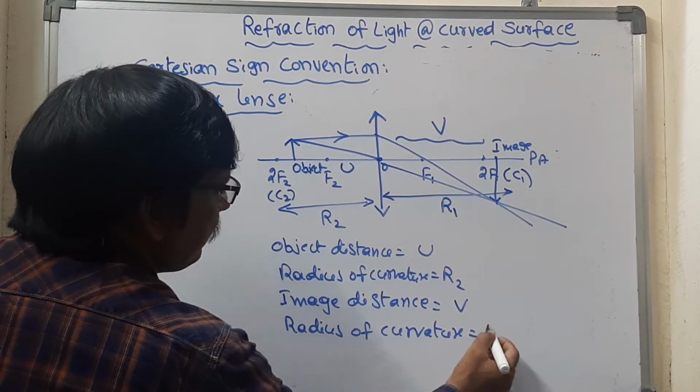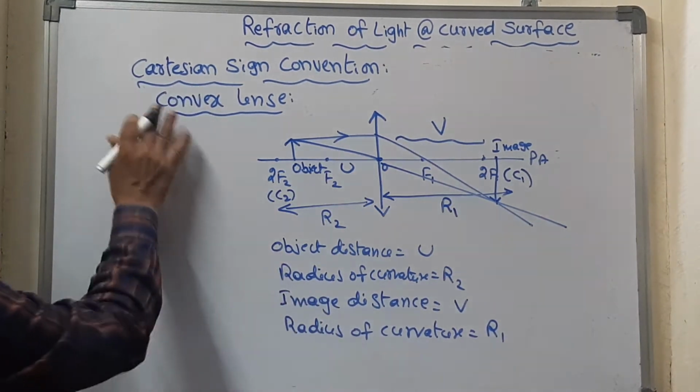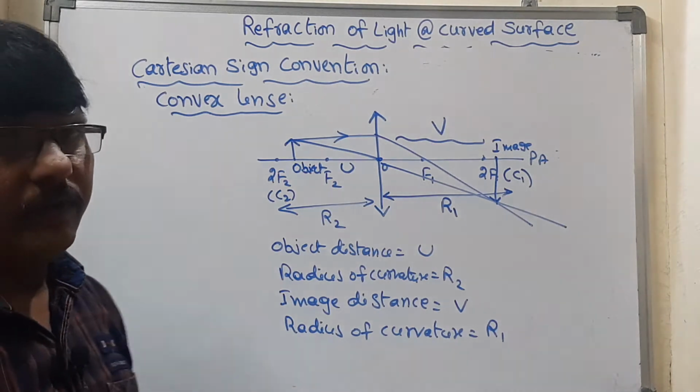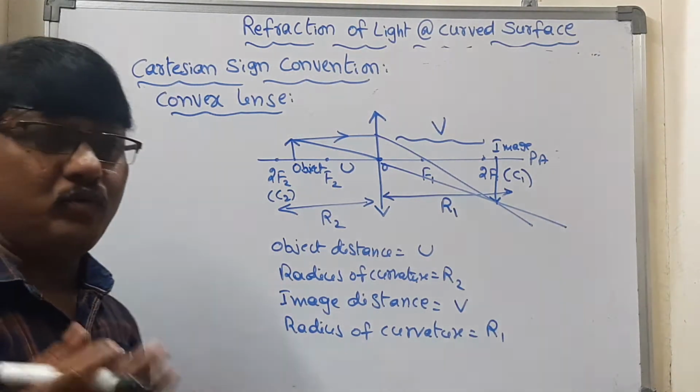So that is R1. Now this is all about the convex lens. Now let us see what the sign convention for this one is. Again, we can use the same two formulas.